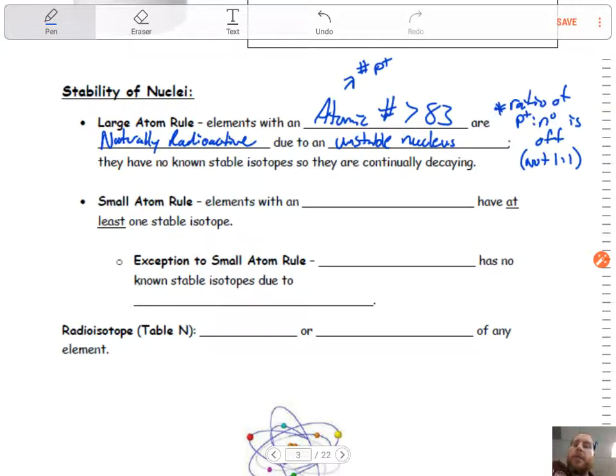Then we also have the small atom rule. This is dealing with elements with an atomic number less than 83. Have at least one stable isotope. A lot of them have multiple stable isotopes, but they have to have at least one. There's only one exception to that rule, and that is technetium.